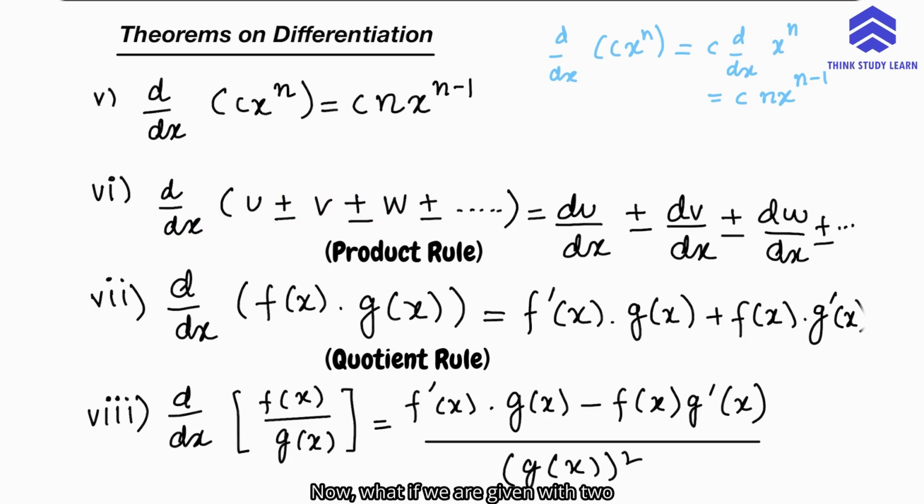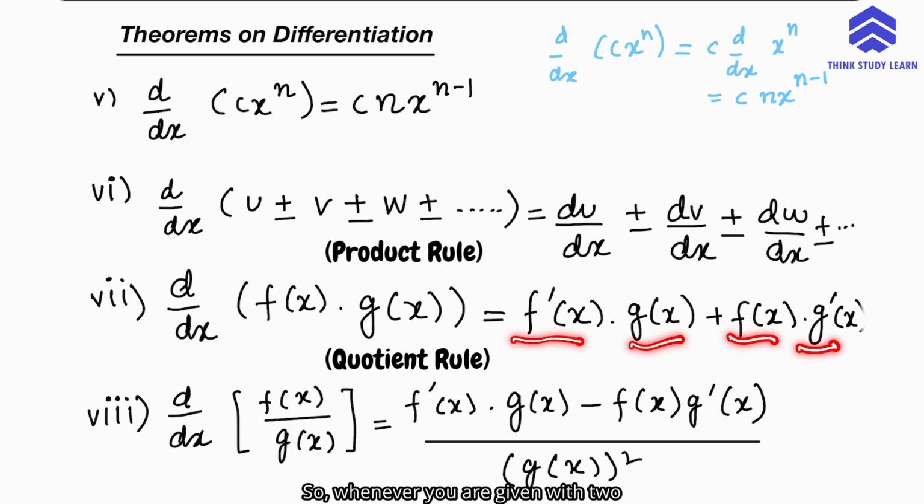Now, what if we are given two variables multiplying together? Then how would we solve it? We would have the derivative of the first one multiplied by the second one as it is, plus the first one as it is, and the derivative of the second one.